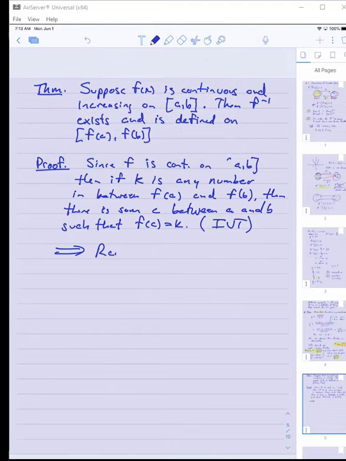Okay, what does that prove? Well, it proves that the range of f of x is the interval f of a to f of b. We already knew that f of a was smaller than f of b, and what we've shown now is that when you pick any value in that interval between those two numbers, you're going to find some c such that f of c equals that intermediate value. That means we just filled up the entire interval between f of a and f of b. Therefore, the range of this function over the interval a to b is this interval f of a to f of b.